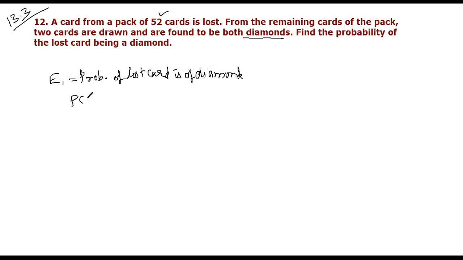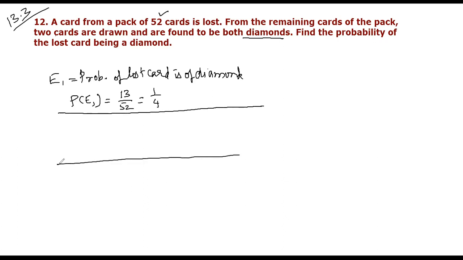The probability of one card, how many diamond cards are there? 13. There are 13 diamond cards out of 52. So 13 by 52, so 1 by 4. Probability of one diamond card. And if the card is not lost, what will be the probability of E2? That means the probability of not losing a diamond card is 1 minus 1 by 4, 3 by 4 directly, or you can write 39 by 52, because 39 cards are not diamond cards. So the lost card is from diamond with 13 by 52, and not from diamond with 3 by 4.